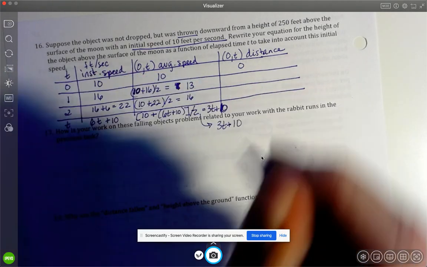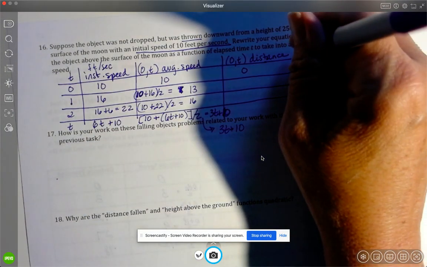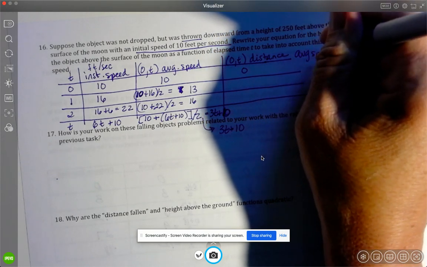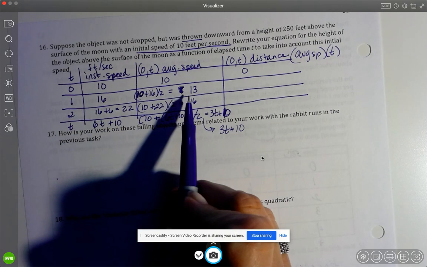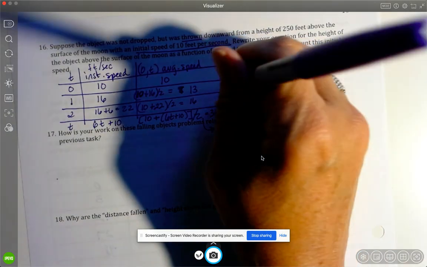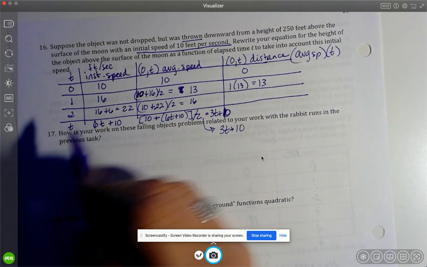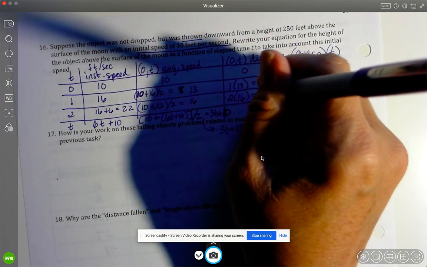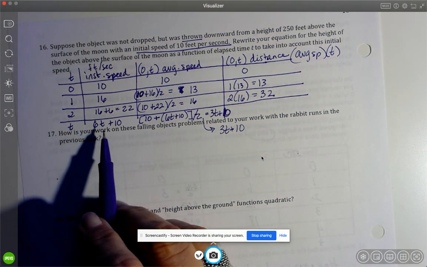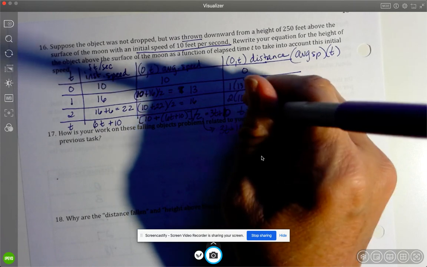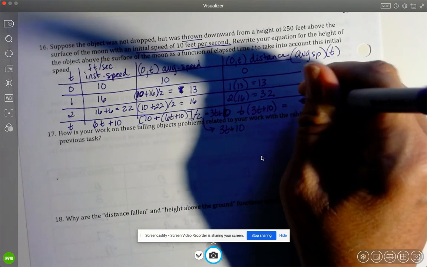Okay, so now let's figure out the distances. Distance, remember, is average speed times time. So average speed, 13, times time, 1, is 13. Average speed, 16, times 2 is 32. So we're going to do the same thing with t. Time, t, times average speed, 3t plus 10, equals 3t squared plus 10t.